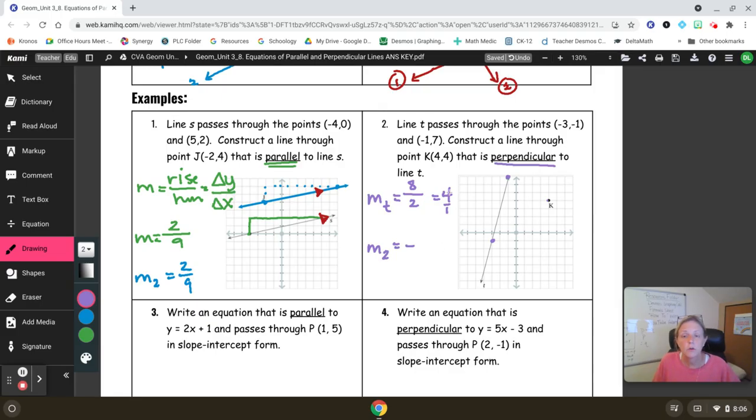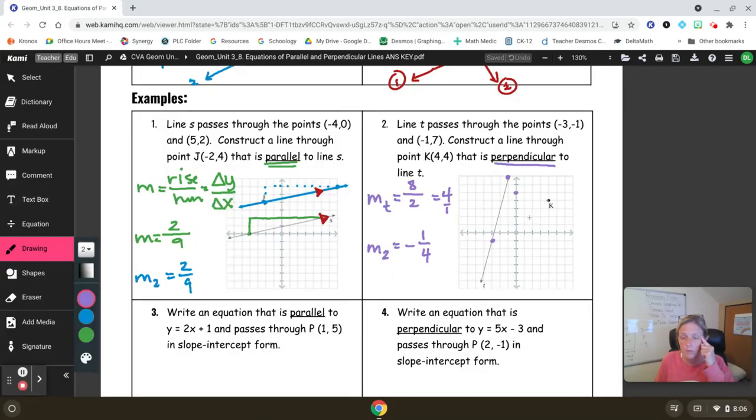And if this is 4 over 1 for my rise over run, I'm going to flip that over and make it 1 over 4. And then I'm going to go back to my new point, point K, and just count out that slope. So remember, when we have a negative slope, one of your directions has to be negative. So if you go up 1, which is in the positive direction, you have to go to the left 4 in order to get a negative slope.